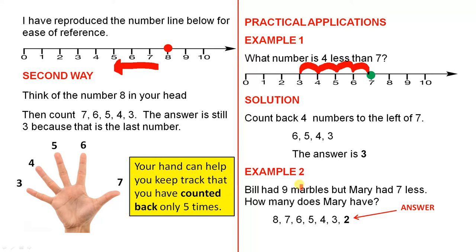Now here's an interesting example which can be used in everyday life. Bill had 9 marbles, but Mary had 7 less. How many does Mary have? So we just count back from 9. So pretend that the 9 is here. So we just count back. 8, 7, 6, 5, 4, 3, 2. See, so we've counted back 7 places. 1, 2, 3, 4, 5, 6, 7. So the answer is 2.